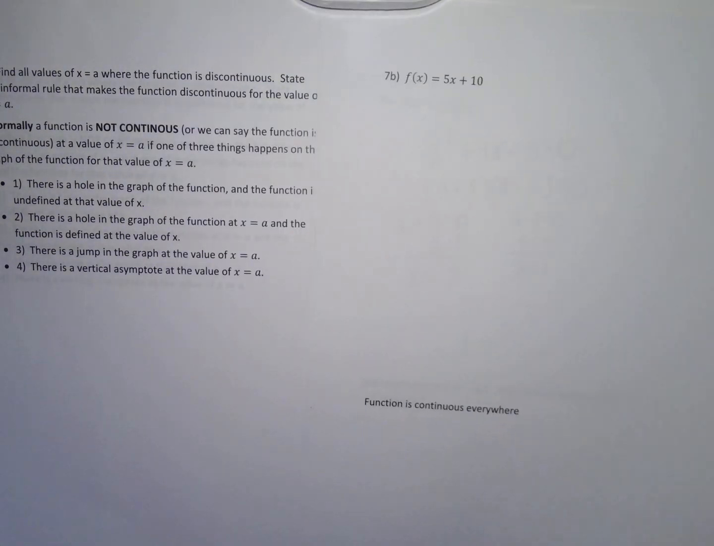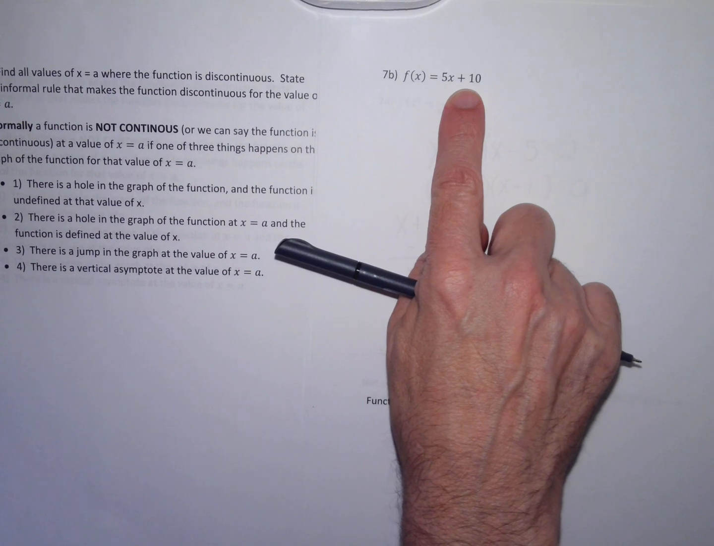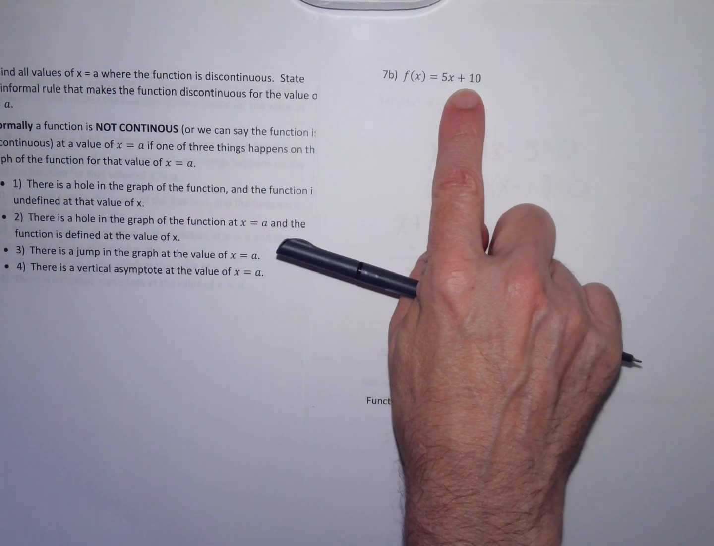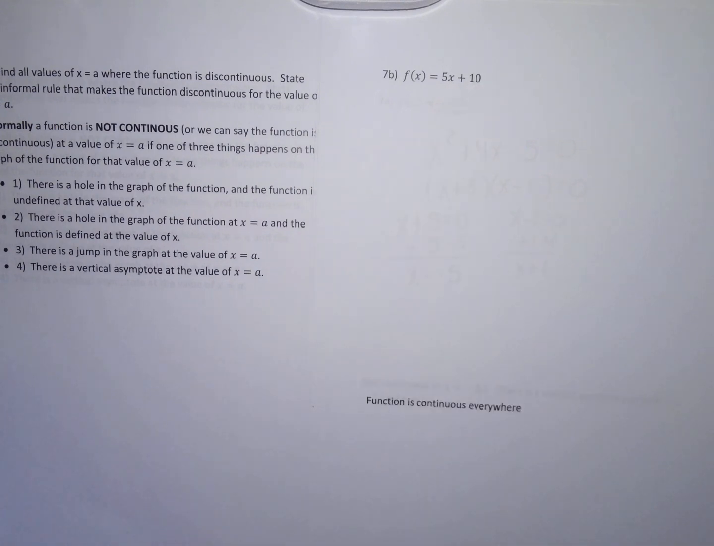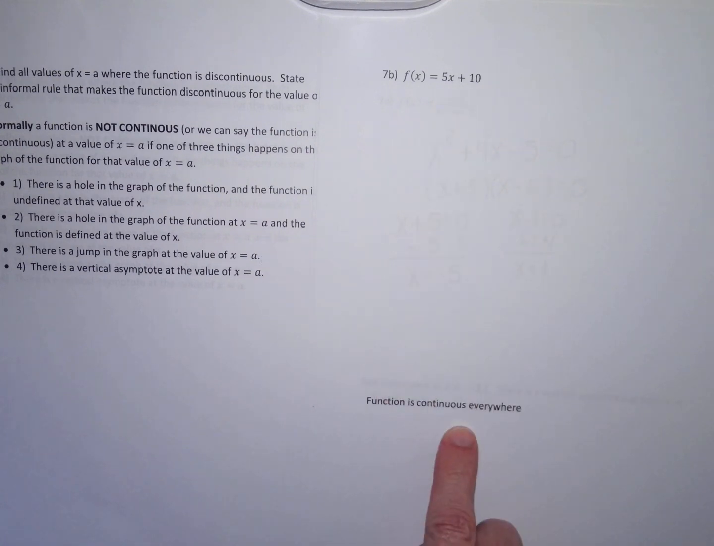7b asks the same question but gives me the equation of a line or the equation of a polynomial. And there's no algebra. The function is continuous everywhere for this problem. And so there's no algebra I can do to state the values where the function is not continuous. It's continuous everywhere, so there's no values of x that I can say. When I'm given a polynomial and I'm asked to find the values of x where the graph isn't continuous, we just say it's continuous everywhere.